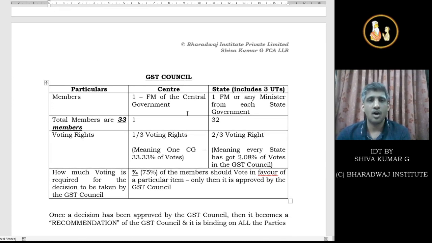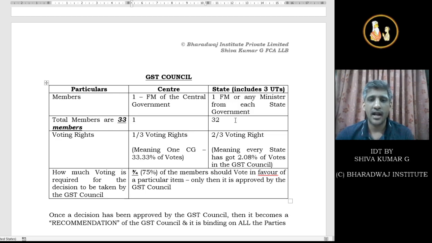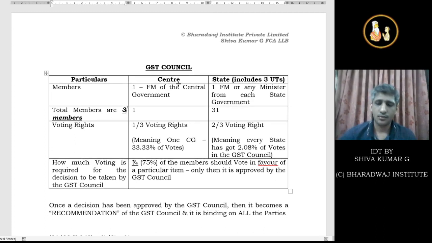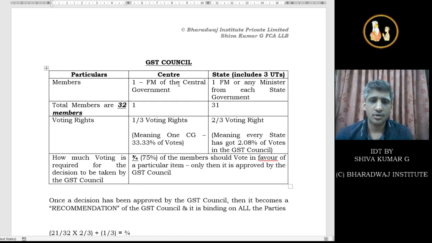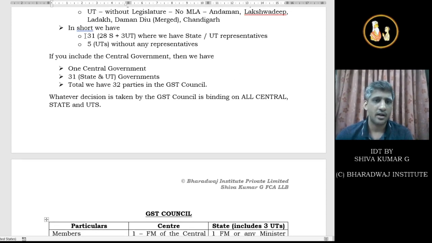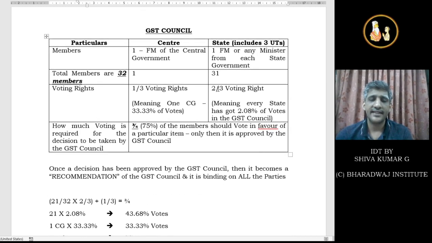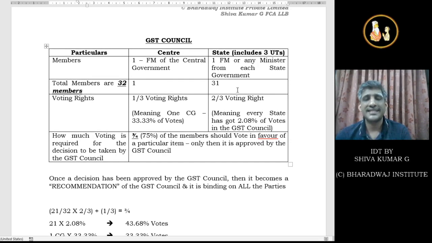So there is 1 finance minister from the central government, then 1 finance minister or any minister from each state government. When I say state government, it also includes the 3 union territories with legislature. The total members: last class I said 1 central and 31 state, but I put it as 32. Over enthusiasm. I'm weak in maths, so please pardon. One kind lady pointed this out to me, thanks to her. So you can update it; it's a clerical oversight. Please update. Therefore, 32 members are there, 1 central and 31 state and union territories.